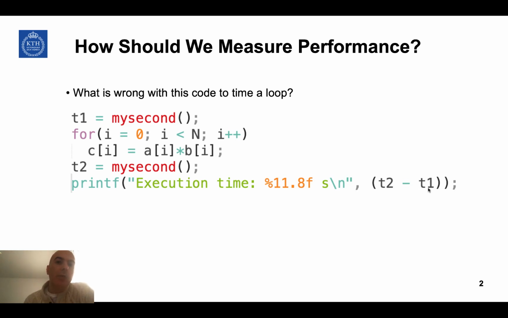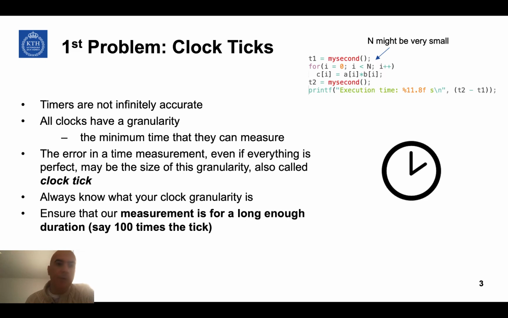So what can go wrong with this kind of performance measurement? Different things can go wrong. Let's look at the first one. The first problem is the so-called problem of clock granularity or clock tick. This might happen if our n, that is the size of the two arrays, is very small. What can happen is that the T1 and T2 time measurements can be the same. So if T1 and T2 are the same, the total execution time will be 0.